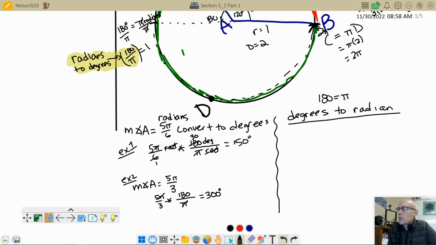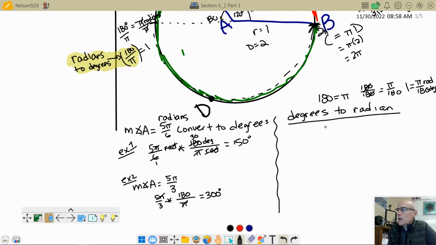So what if I divided both sides by 180? Now I'd have 180 divided by 180 equals pi divided by 180. These 180s would divide out to 1. So now we got 1 is equal to pi over 180. But notice what I got now. I got radians over degrees.